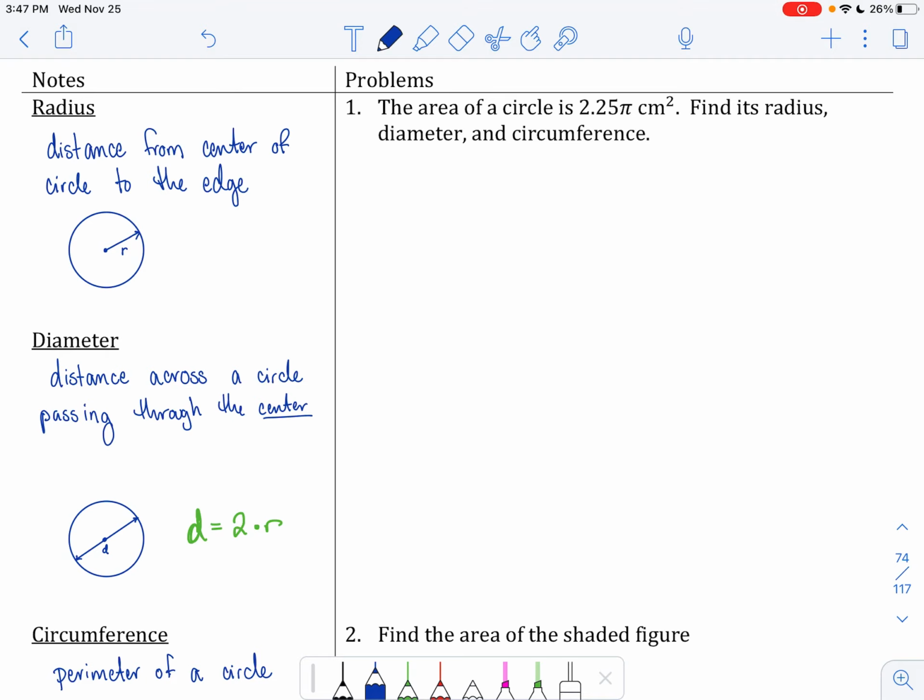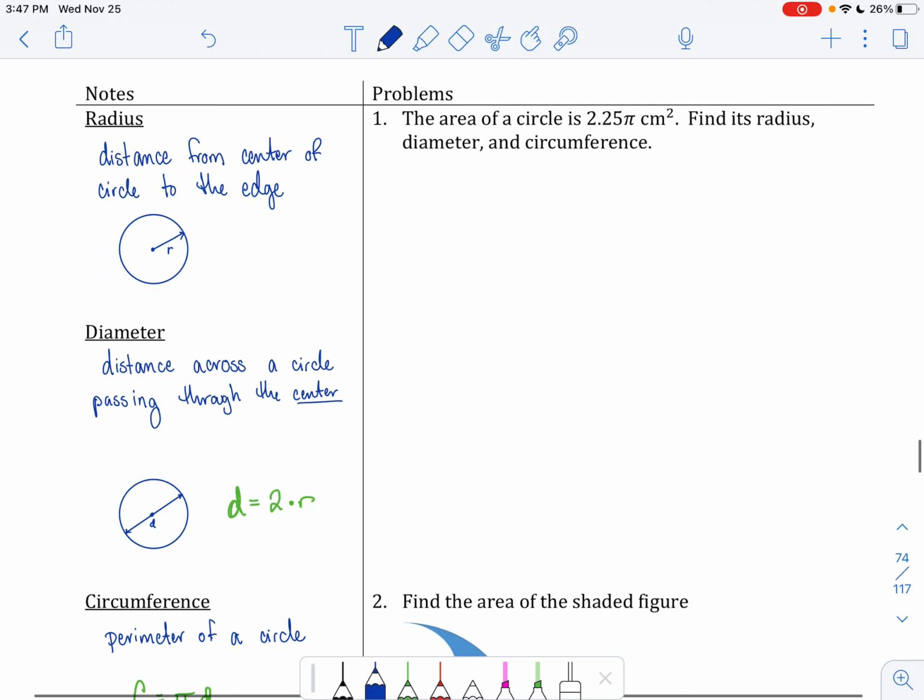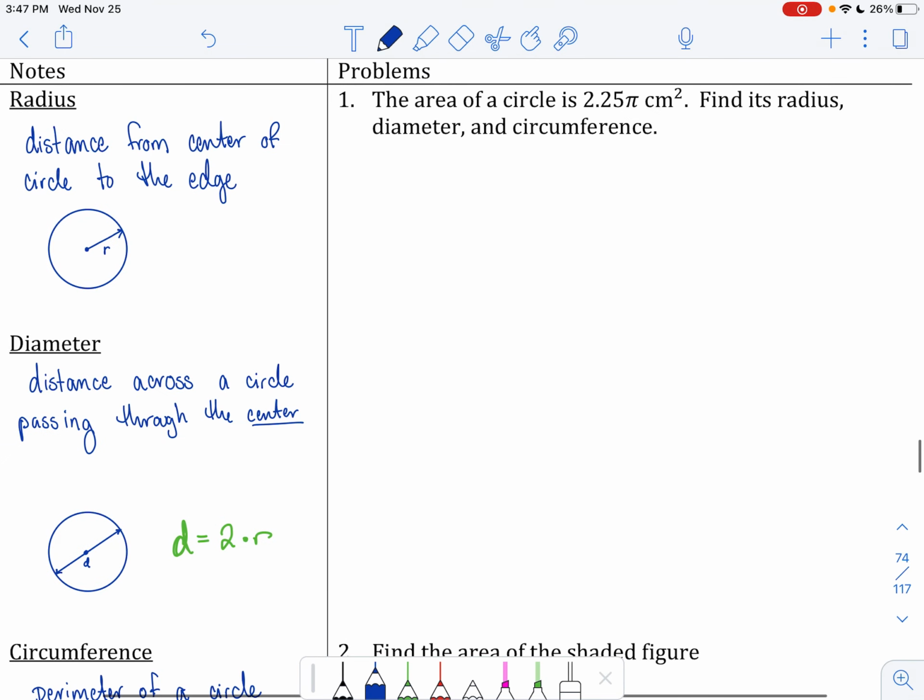Since we know that the area is this, we know that area is equal to 2.25 pi, which is equal to pi r squared. Then it asks us to find its radius, diameter, and circumference. With the information that we're given, it's going to be very easy to find its radius first, since that is the variable that is used in that equation.